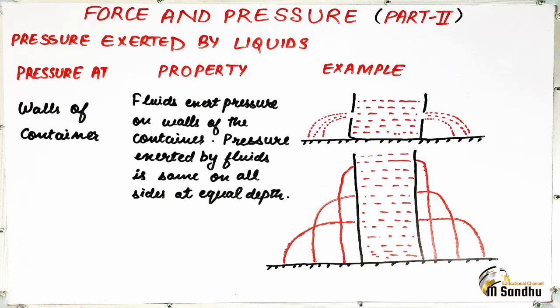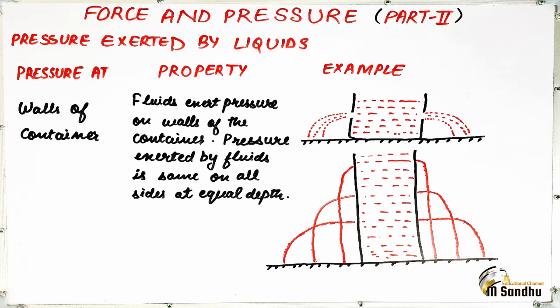But instead of having the holes at the same height, if we make holes at different heights, then we can see in the second diagram the level of water is the same, but the streams of water fall at different distances from different holes, because it would not have equal pressure at all the holes. It would have different pressure, so the streams would not fall at the same distance from the container.